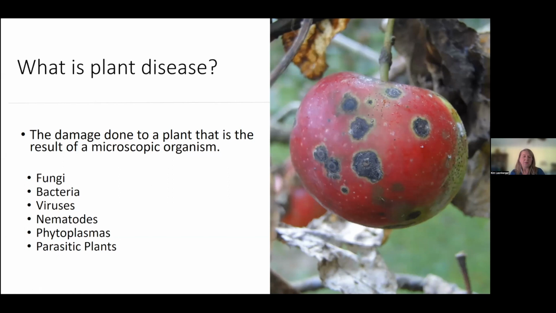Plant diseases, we describe these as damage that's done to a plant as the result of a microscopic organism. All of these little pathogens are very small. We need microscopes to see them in most cases, and they fall into a lot of categories: fungi, bacteria, viruses, nematodes, phytoplasmas, and parasitic plants are all plant disease causing organisms. Many of these sound familiar because they might be things that could make you sick. However, understand that what we're talking about today are only pathogens that affect plants. They do not impact human health.